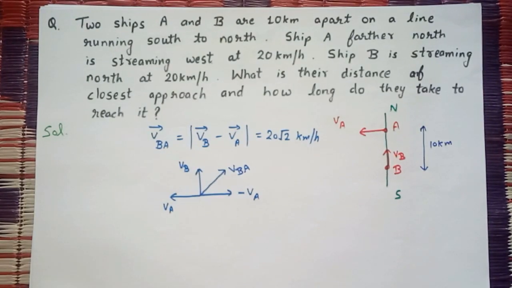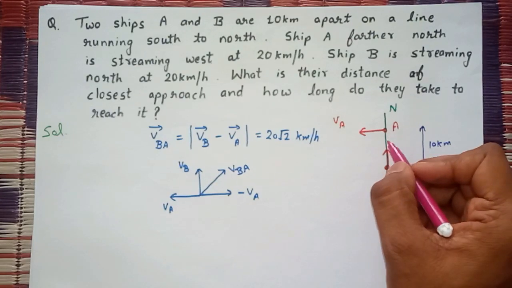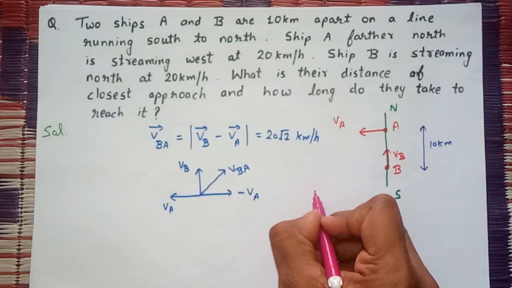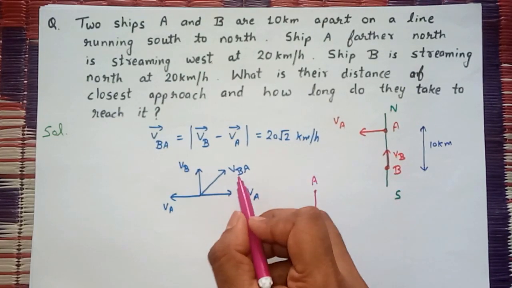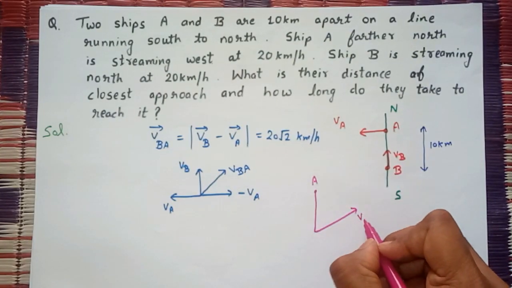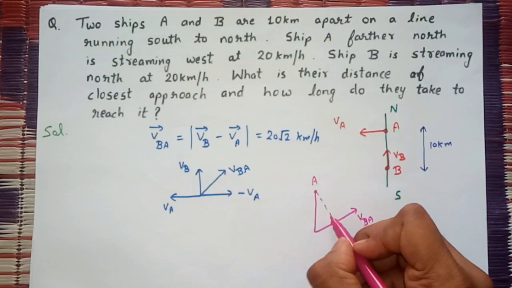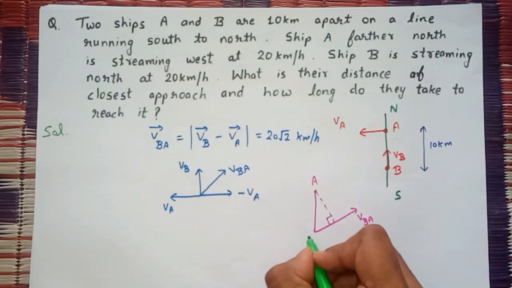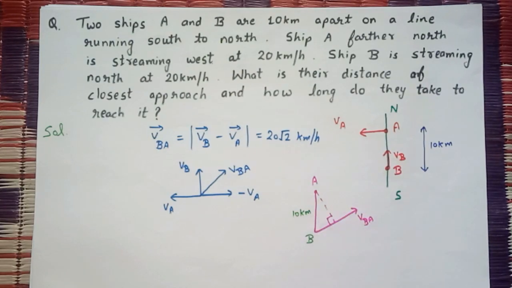Also, I can say that if I am taking A at rest as a reference point, then here this one is A and A will not move, and velocity of B with respect to A will be in this direction. This is velocity of B with respect to A. Then the perpendicular will be the shortest distance, and the question is also saying that if this point was B, then it is 10 kilometer earlier.